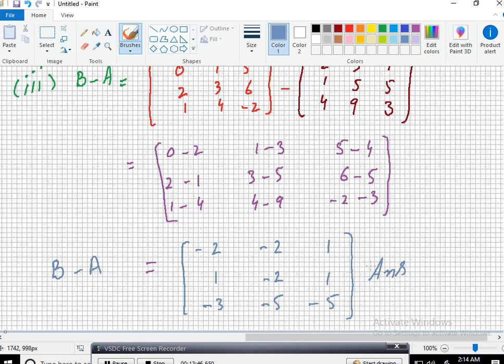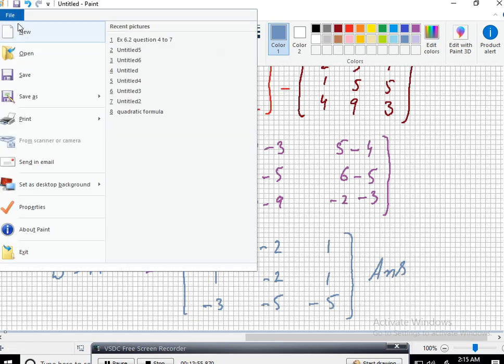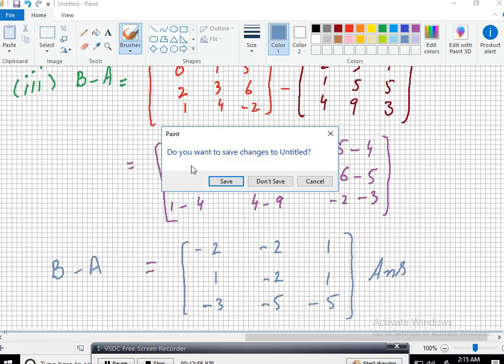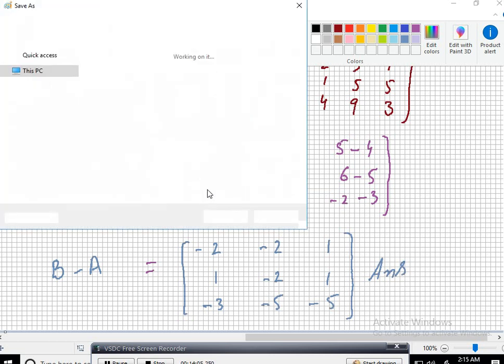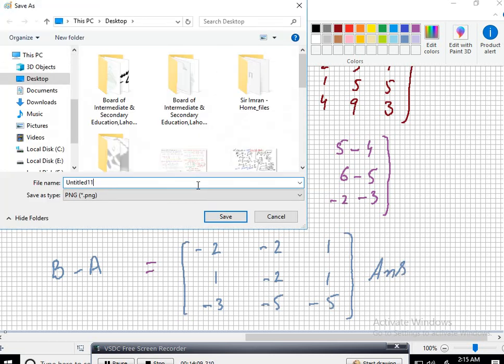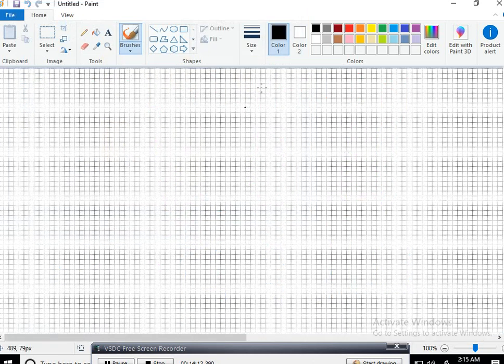Now the corresponding entries will be subtracted from each other. For example, the first element of A is 2. From it we subtract the first element of B, which is 0. So 2 minus 0. Corresponding entries.